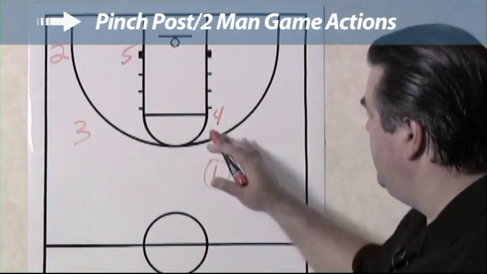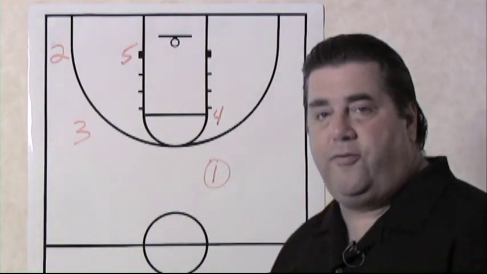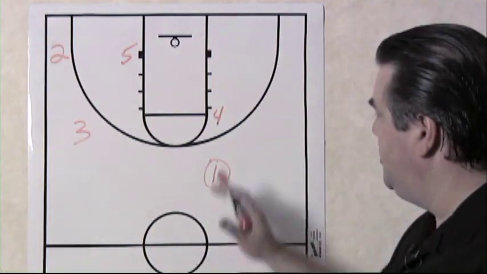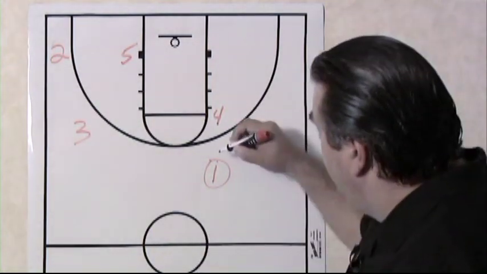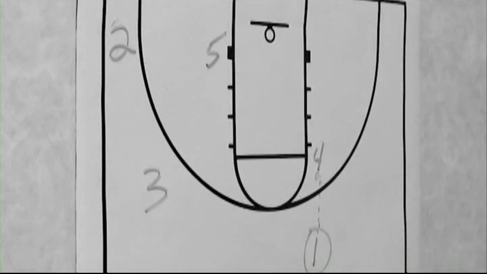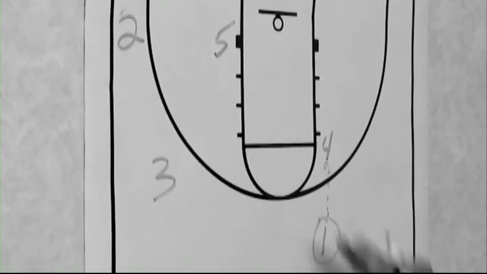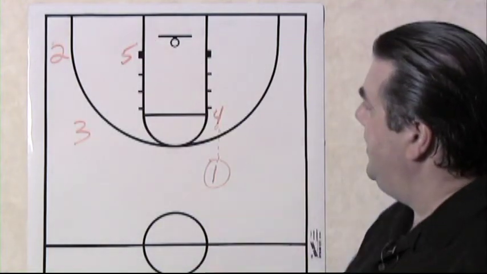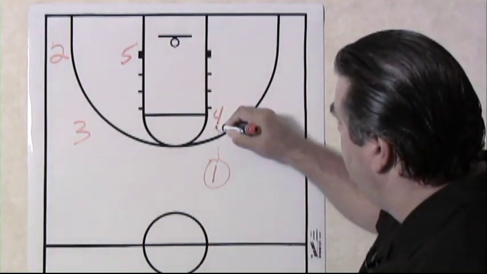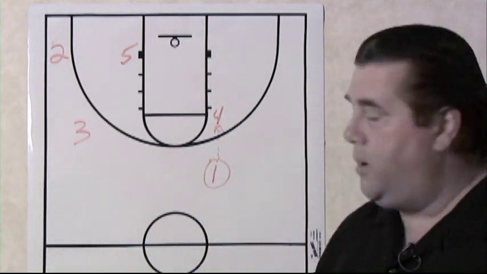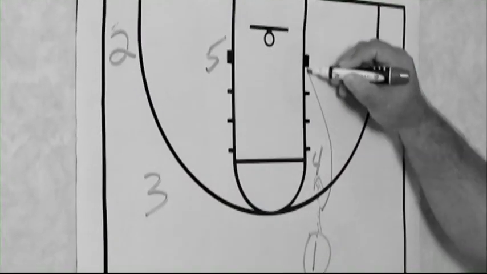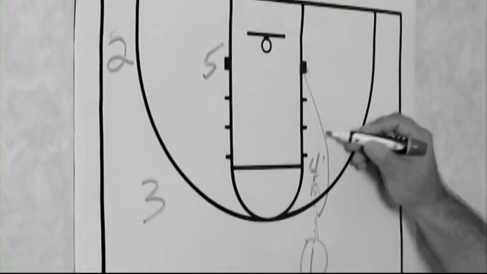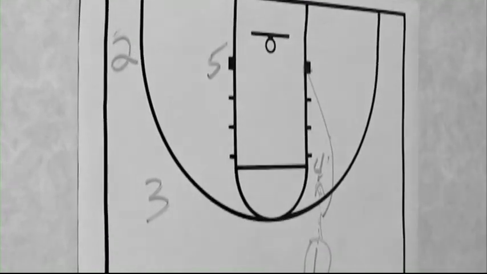Continuing on with our culmination series and the options available to 1 and 4 in this diagram now, the pinch post, the 2-man game. 1 can make the entry pass to number 4. And when this happens, we're going to have some action going on the back side of the floor. In a minute, I'm going to show you that. But right now, on the 2-man game, when 1 hits 4, he's going to look to cut to the basket as one of his options. And 4 can get the basketball right back to him for a quick layup.